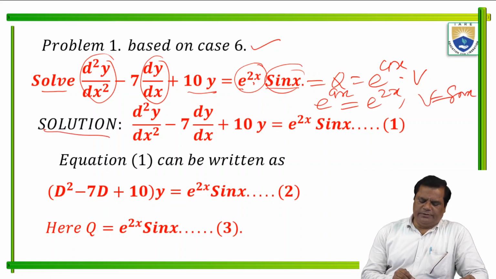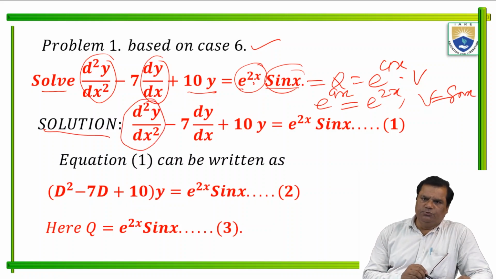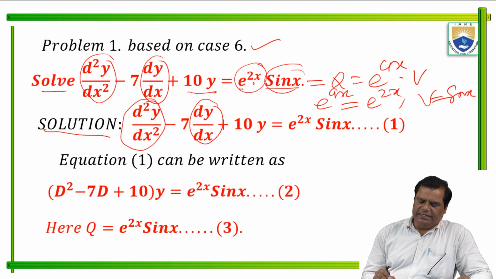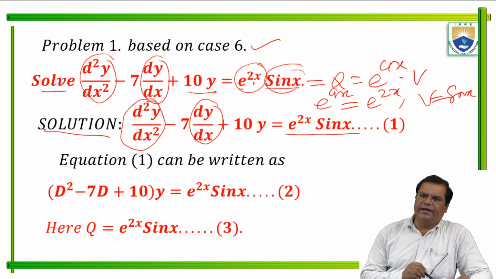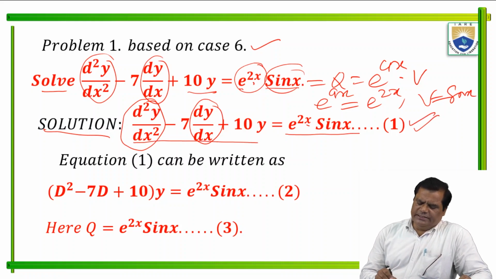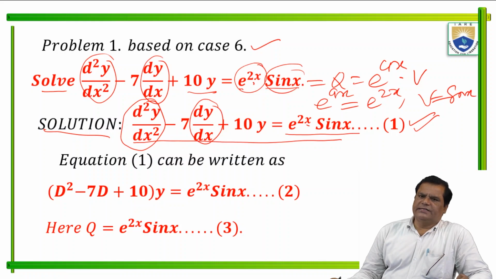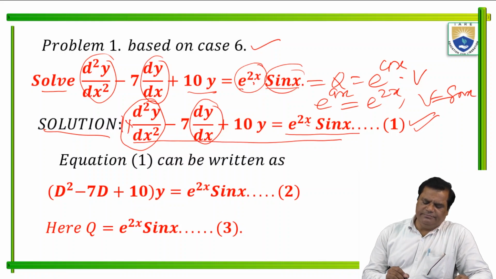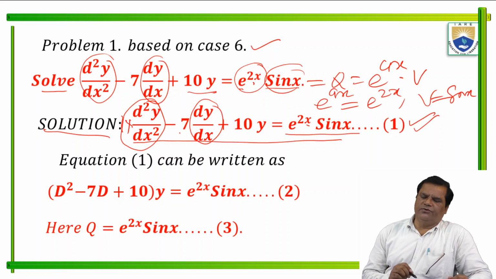Okay, so the solution starts. Now, d2y/dx2 minus 7 dy/dx plus 10y equals e to the power 2x into sin x. We have taken this equation as equation 1. This equation is known as a linear differential equation of second order with constant coefficients, because here the coefficient is 1, here it is minus 7, here it is plus 10y. All numbers are there, no variable is there. All are constants. So equation 1 is a linear differential equation of second order with constant coefficients.